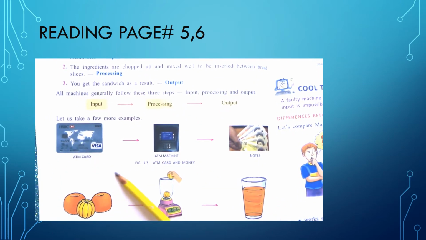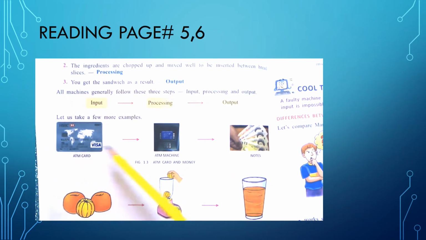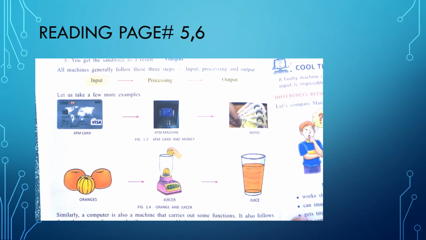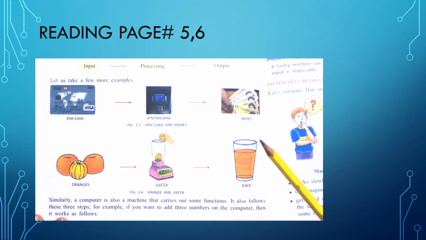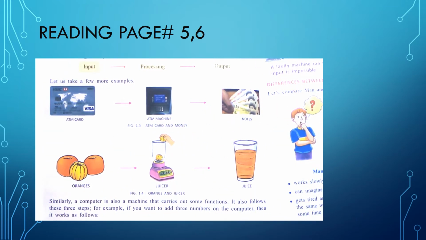ATM card, ATM machine and notes. This is input, processing, output. Similarly, look at this picture. Oranges, juicer and juice. We can get juice from oranges by passing through the processing. So these are further 2 examples.